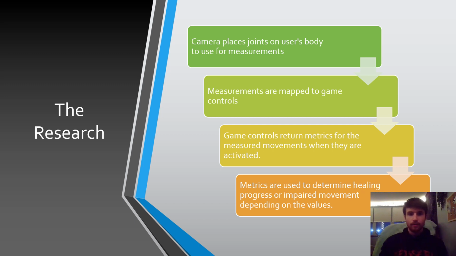The research involves using the built-in camera on a user's device to place joints on their body in order to use for measurements. The measurements are then mapped to specific game controls, where the game controls will return metrics each time that they are captured. And those metrics are then used to determine if someone's healing progress is going smoothly or if something is impairing their movement.